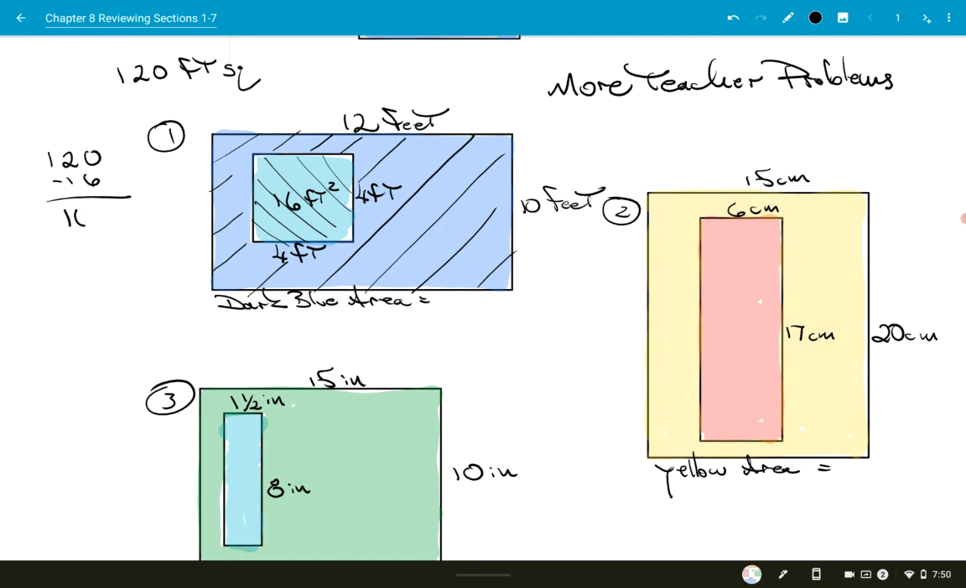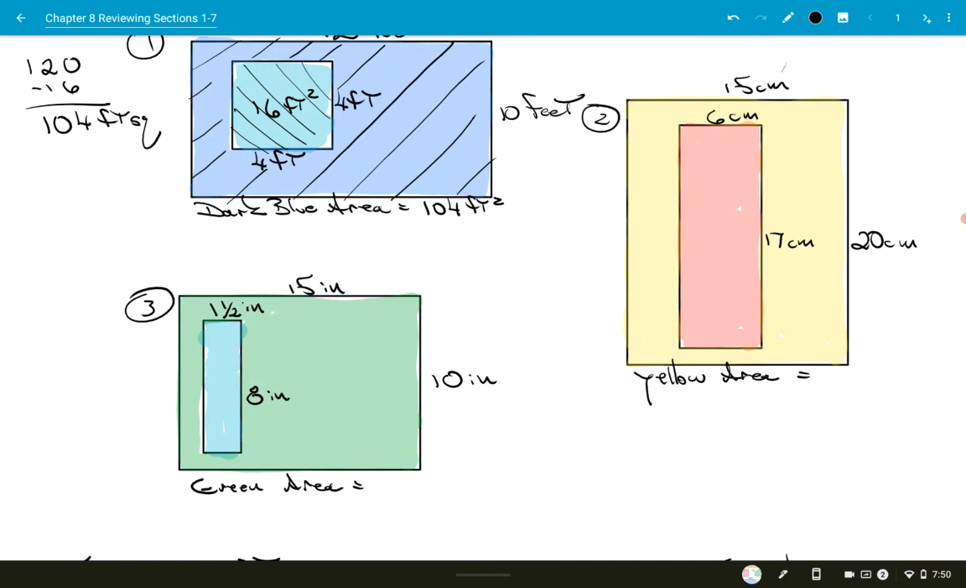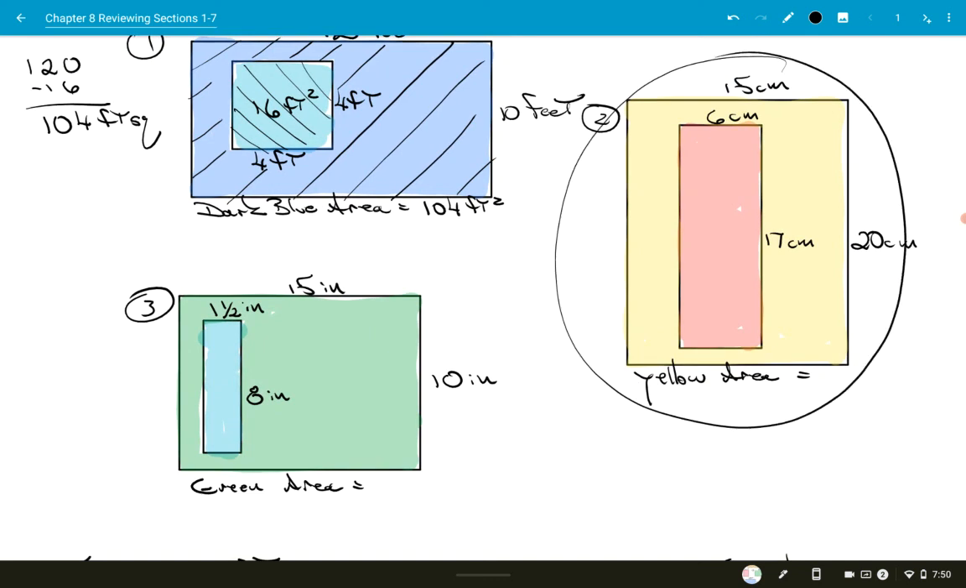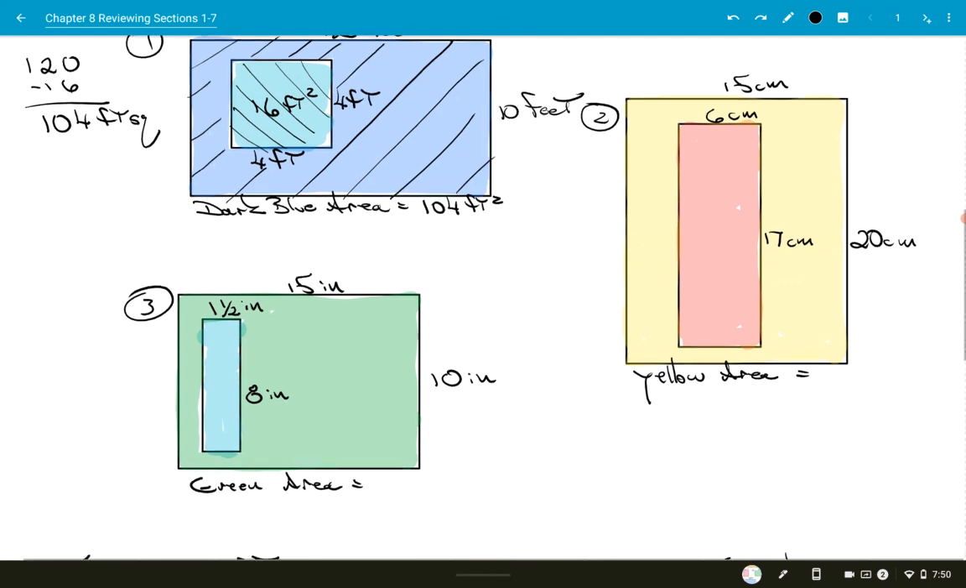That's going to be 104 feet squared. 104 feet squared. Okay. That's how you solve these. You figure out the area of the whole figure for like number 2 here. Okay. And then you figure out the area of the smaller figure within. And then you subtract and get the difference.